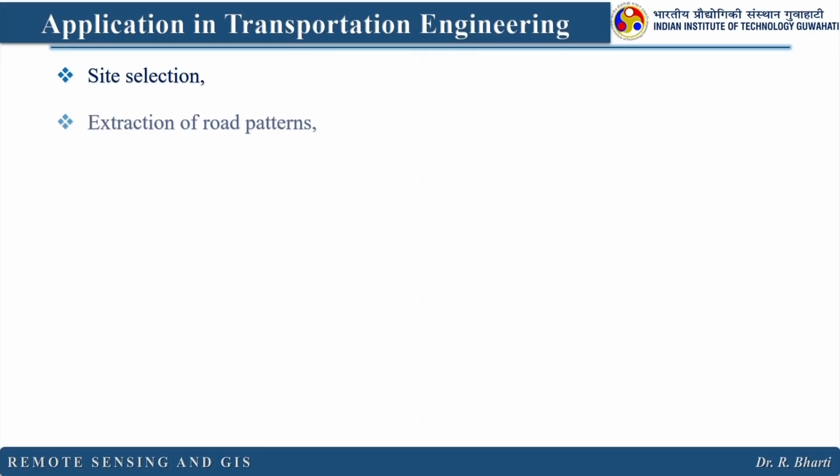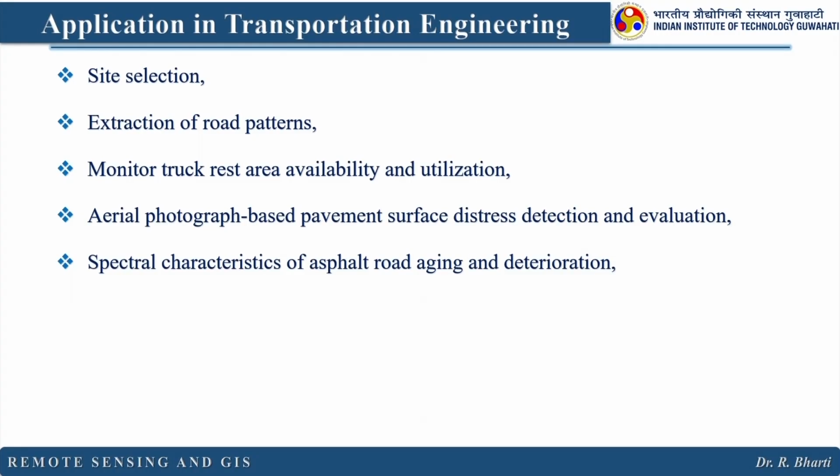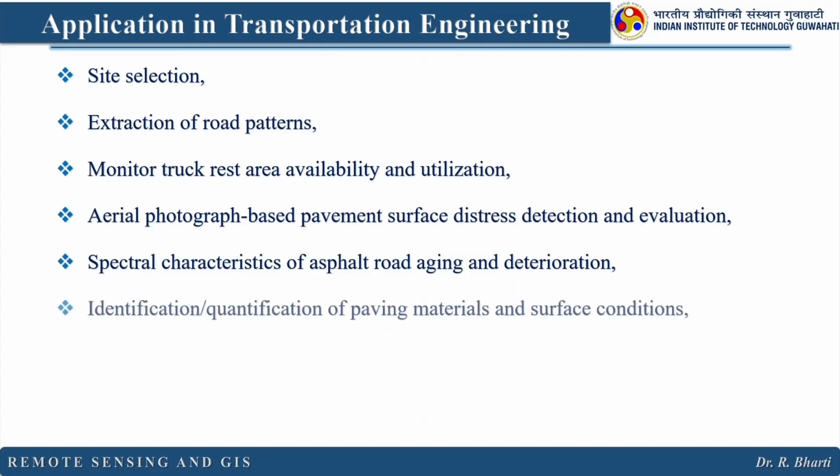So, site selection you can perform, extraction of road patterns you can derive, monitoring of truck rest area availability and utilization, that also you can plan or monitor, aerial photograph based pavement surface distress detection and evaluation, spectral characteristic of asphalt road aging and deterioration, then identification and quantification of paving materials and surface condition. So, all these can be done using remote sensing, or in particular hyperspectral remote sensing, right.